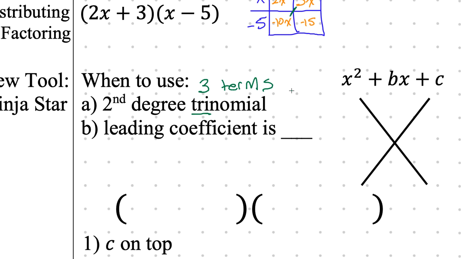Notice over here, I have x squared plus bx plus c. There are 3 of those things. Again, terms are separated by a plus or a minus. What does second degree mean? Second degree. Not third degree, but not first degree. I need a quiet raised hand next time, Gunner, and that is also incorrect.